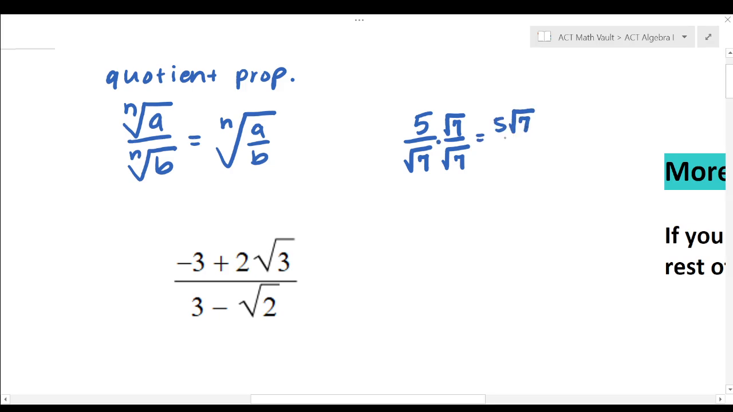So 5 root 7, and then on the bottom, it's just 7, because it would be the square root of 49. Basically, you just drop the root sign, and that's just 7.